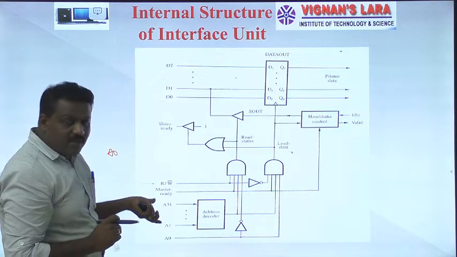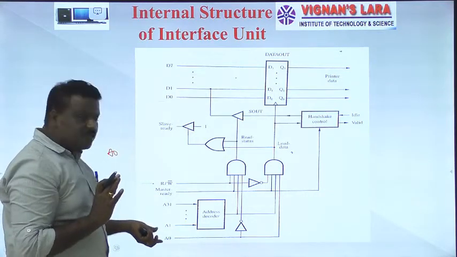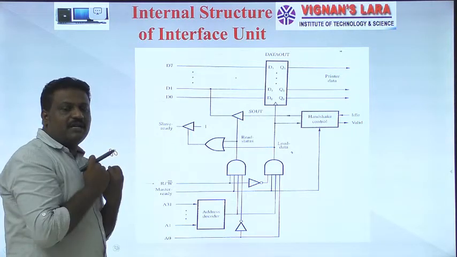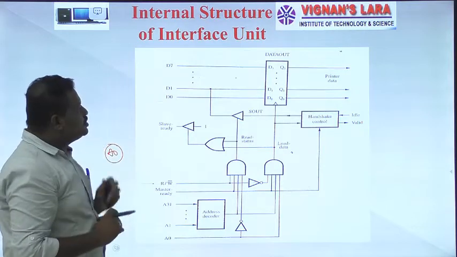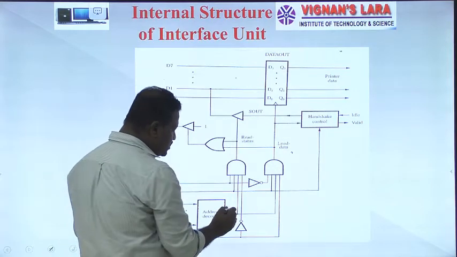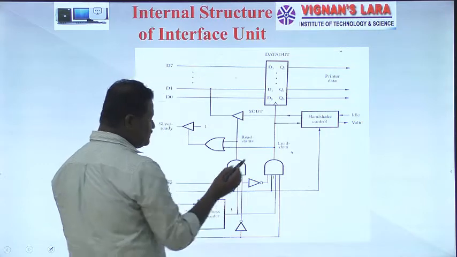A1 to A31 selects the device address, and A0 decides whether the processor transfers data or collects a status from it. That is decided by signal A0. You can go and verify this. The output of the address decoder is always 1, so this is 1 and this is 1.